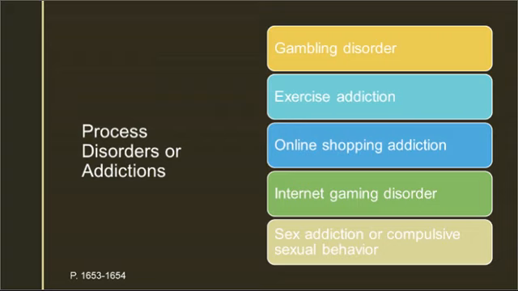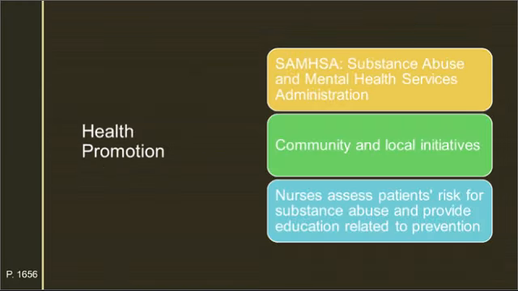And also 1653. Sorry, box 22.1 on 1652, characteristics of codependent individuals. And then 1653, they start those process disorders. It all goes through 1654 because there's multiple types. Internet gambling disorders, interesting. Okay.